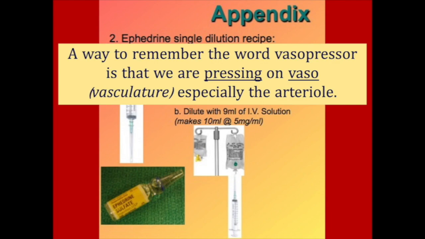Tachyphylaxis, tachyphylaxis. They will become less responsive to the drug ephedrine. So just know that that's there. The ephedrine has to be single diluted. There's 50 milligrams in that vial that you see there. We dilute that 1 milliliter with 9 milliliters of IV solution, and that makes 5 milligrams per milliliter, and that's how we dose the patient.